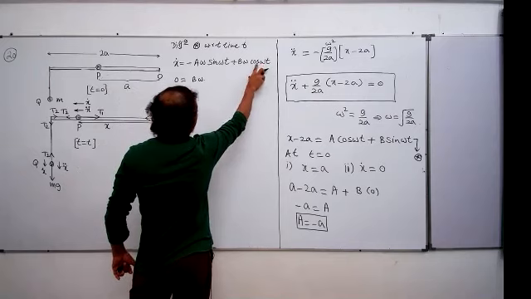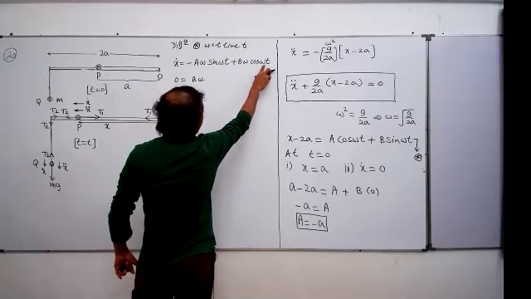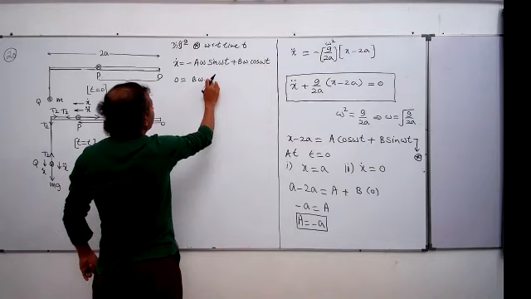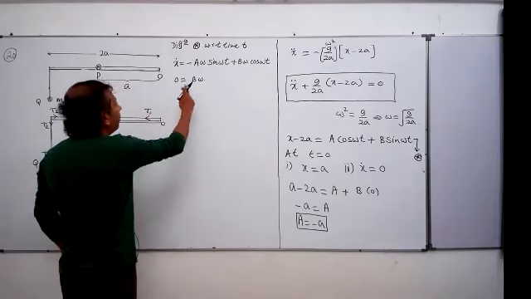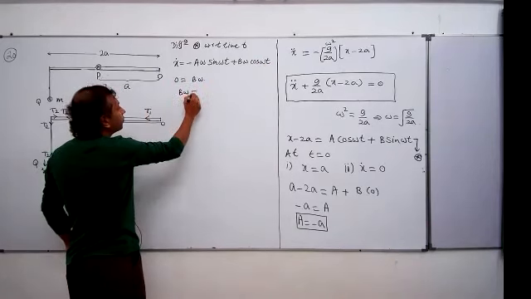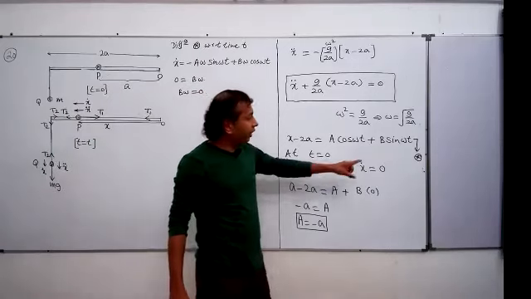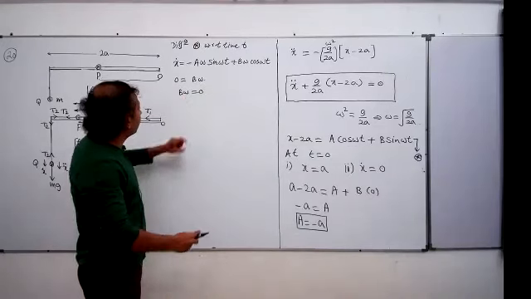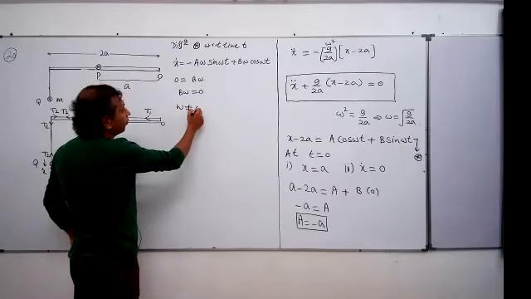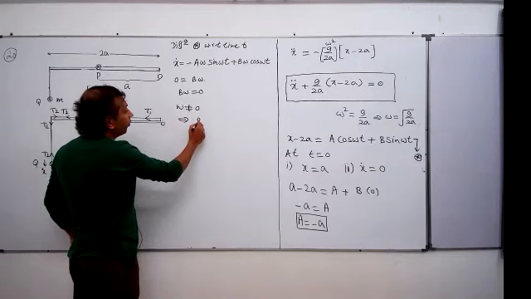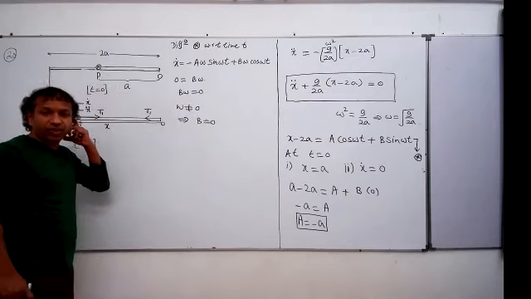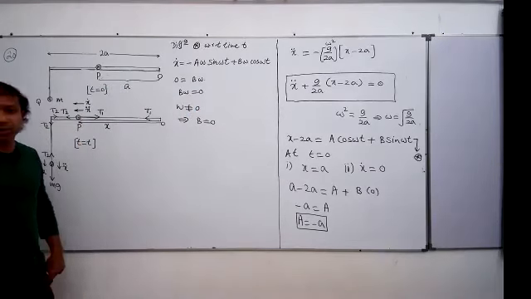For the B omega cos omega t term, t is 0, then cos omega t is 1. Then we get B omega into 1, B omega, and the product is 0. But in the question we are given omega, therefore omega is not equal to 0. And this says B should be 0, otherwise this product will not be equal to 0. B is 0. Now we found both A and B.